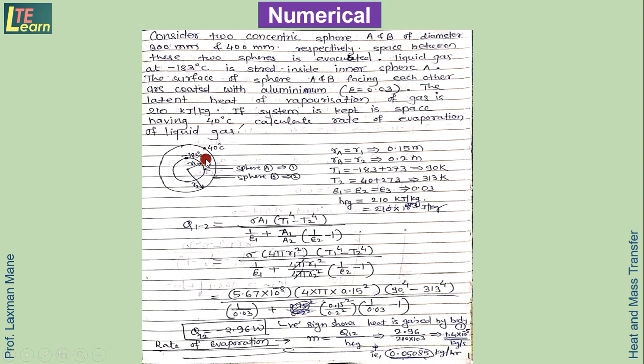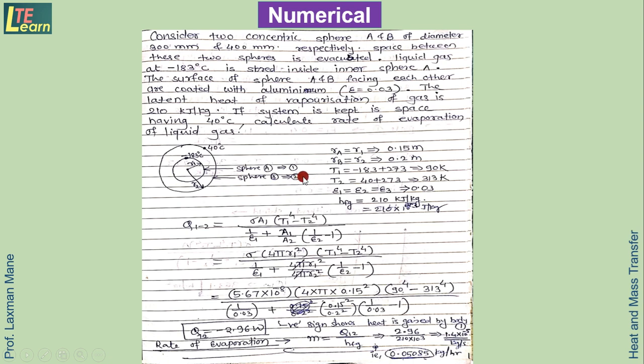So in this numerical, the outside temperature is 40 degrees Celsius and the inside temperature is minus 183 degrees Celsius. Heat transfer is from high temperature to low temperature, so this gas will get evaporated. The inner surface is to be taken as 1, meaning area A1, and the outer surface is to be taken as 3.